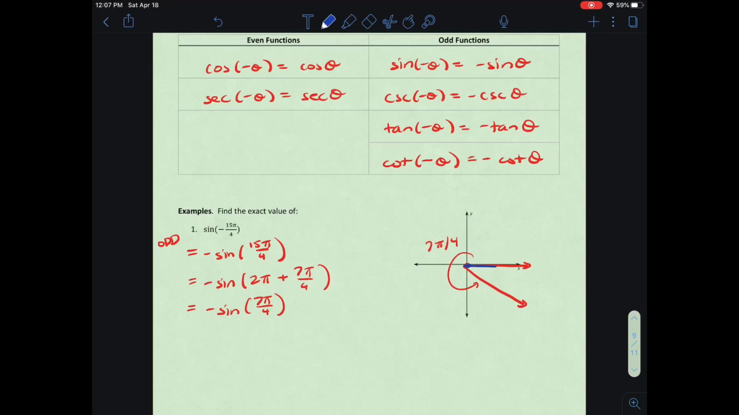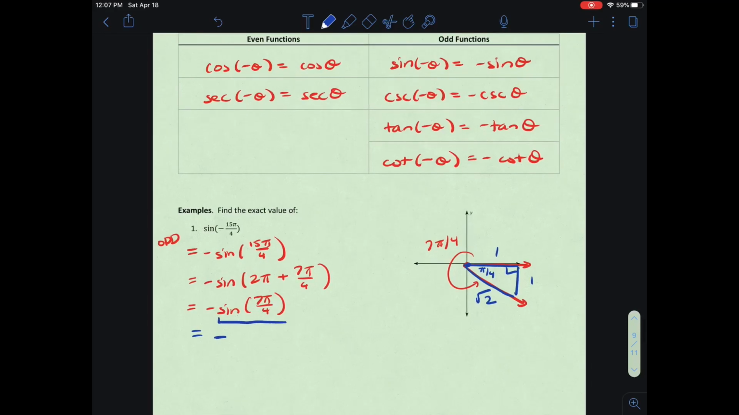And then from here, we can look at the triangle that is formed by the reference angle. Reference angle here is just pi over 4 or 45 degrees. And if you remember, a 45, 45, 90 triangle has lengths 1, 1, and square root of 2. And so here, I'm going to first put a negative.